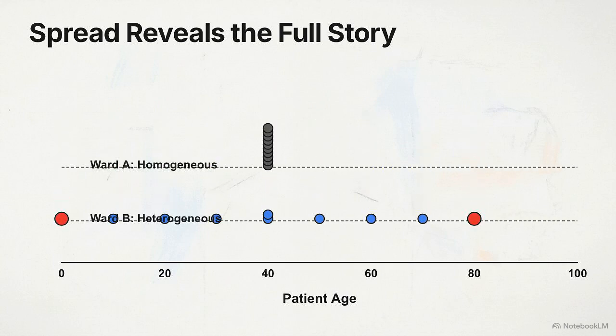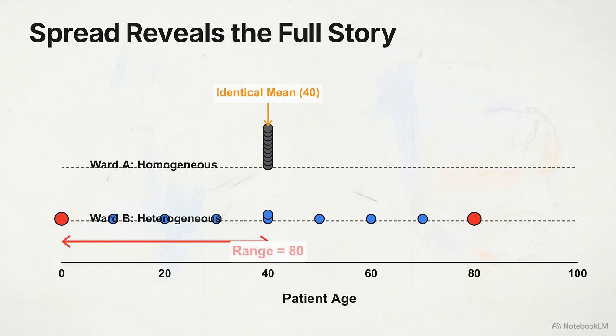Look at these 2 dot plots representing the ages of patients in 2 different hospital wards. Both wards have a mean age of 40. But one ward is completely filled with 40-year-olds, while the other is a mix of infants and 80-year-olds. The center is identical, but the spread is completely different.